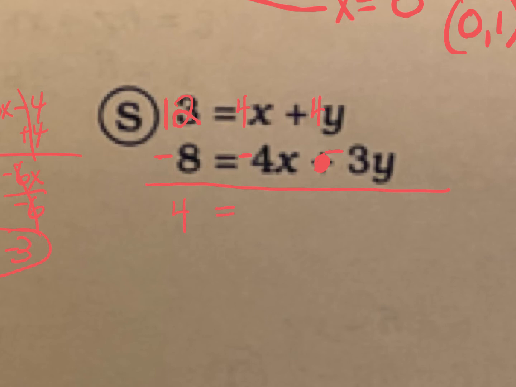4 minus 4x, minus 4x, get rid of the x's. 4y minus 3y is y. Y is 4. Okay, we know y is 4. I'm going to erase this so we can see. If y is 4, then 3 equals x plus 4. Minus 4, x equals negative 1. So x equals negative 1, y equals 4.